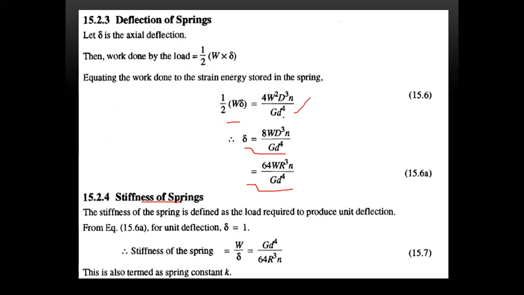Coming to the stiffness of the springs. The stiffness of the spring is defined as the load required to produce unit deflection. Therefore, the stiffness of the spring is equal to W by epsilon, that is equal to G d to the power of 4 divided by 64 into R cube into N.